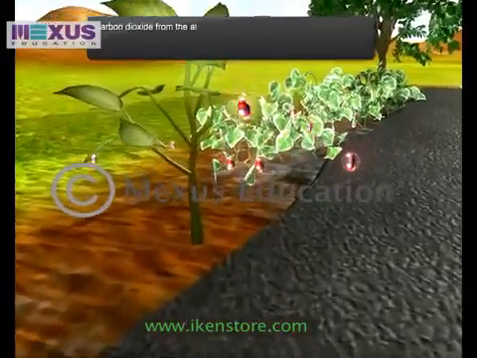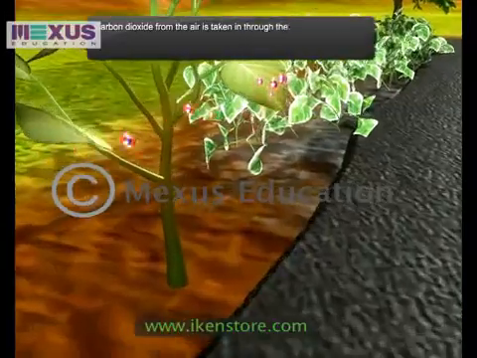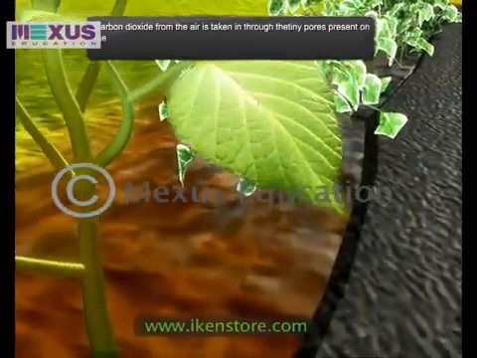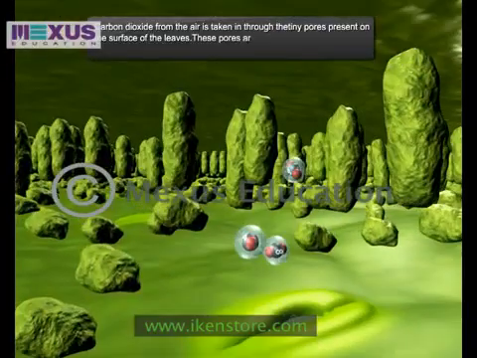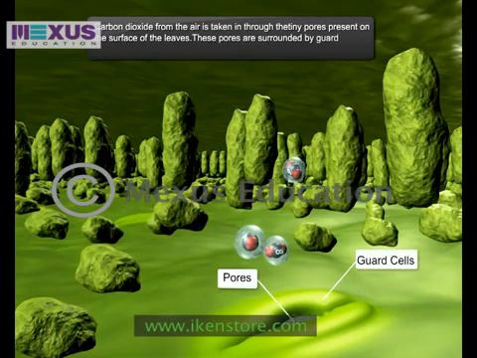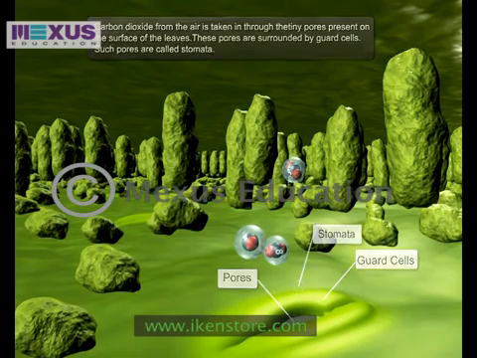Carbon dioxide from the air is taken in through the tiny pores present on the surface of the leaves. These pores are surrounded by guard cells. Such pores are called stomata.